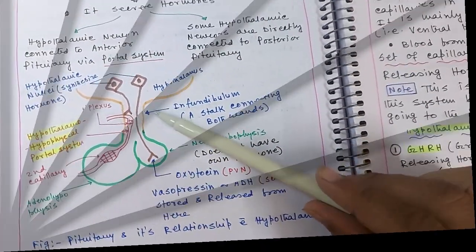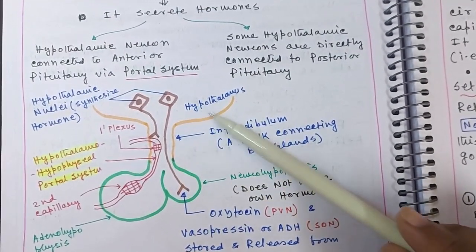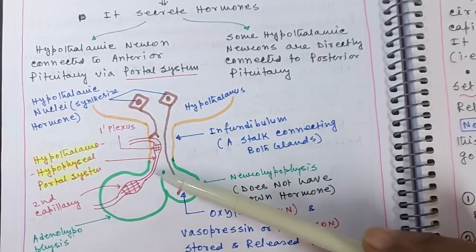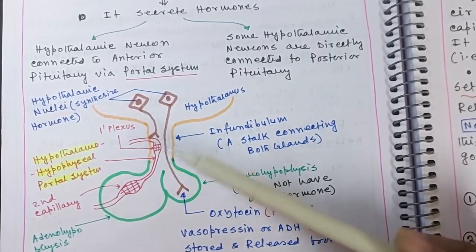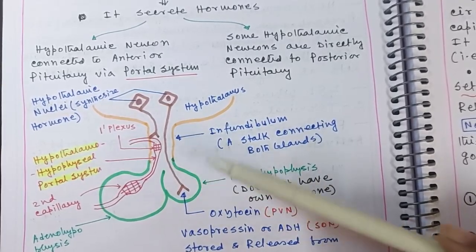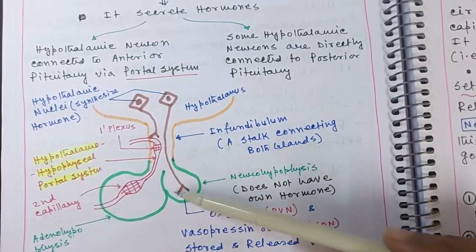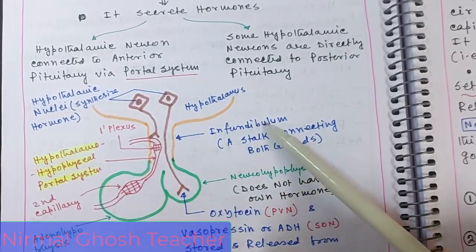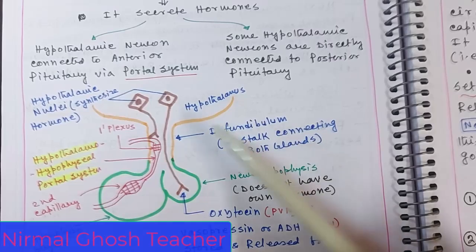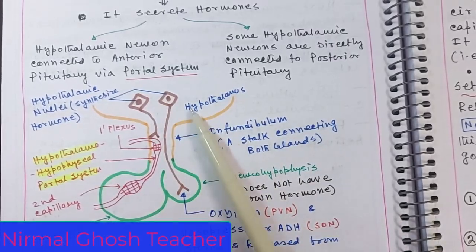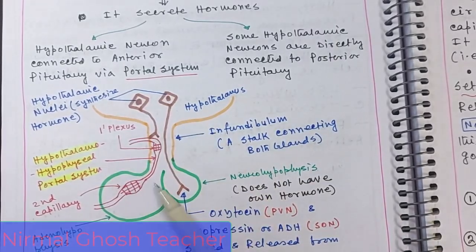Hello friends, in this video we will discuss the hypothalamic control of the pituitary gland, and also the different types of hormones which are released by the hypothalamus. Now, the hypothalamus and the pituitary gland are connected by a stalk known as the infundibulum. Actually, the hypothalamus secretes different types of hormones which activate the pituitary gland, also known as the master gland.